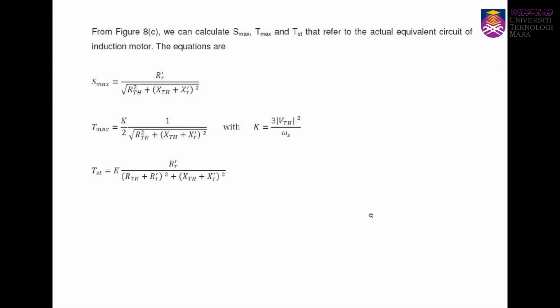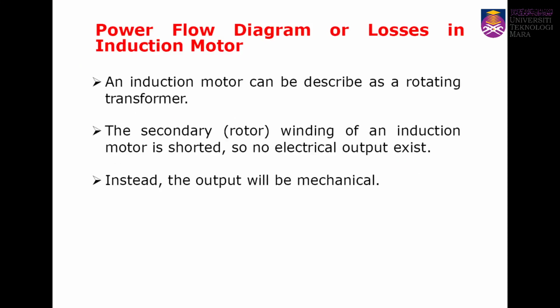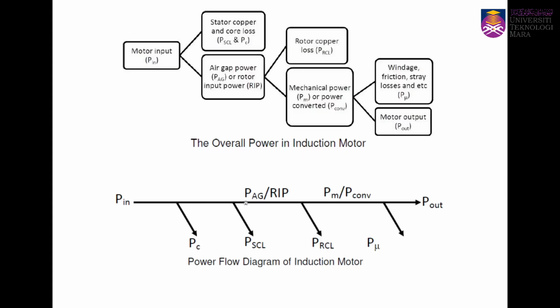Okay, don't worry. Next, the power flow diagram or losses of the induction motor. The induction motor can be described as a rotating transformer. You can understand more about the induction machine if you treat it as a rotating transformer. The secondary is the rotor, the primary is the stator side. If you have that in mind, then inshallah you can understand the induction machine well. Instead of a transformer, where the output is electrical, for the induction machine the output is mechanical.